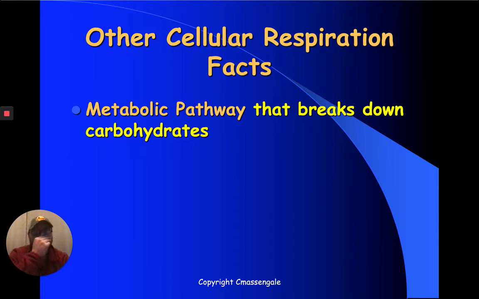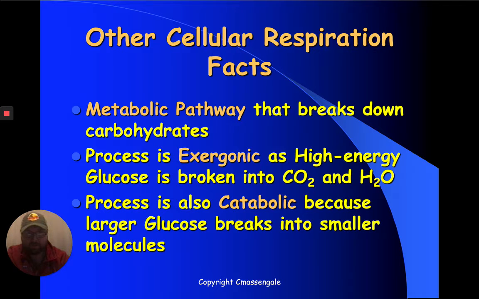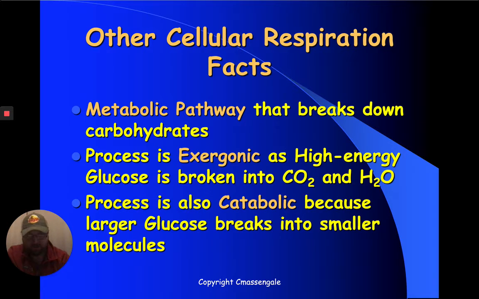All right, so again, this is how we break down our carbohydrates, like glucose. It gives off energy, and our glucose is broken down into carbon dioxide, water, and into ATP. So it's said to be catabolic because it breaks glucose into smaller molecules. Those were vocab words that we had. We had anabolic, which built things up, and catabolic, which broke things down.